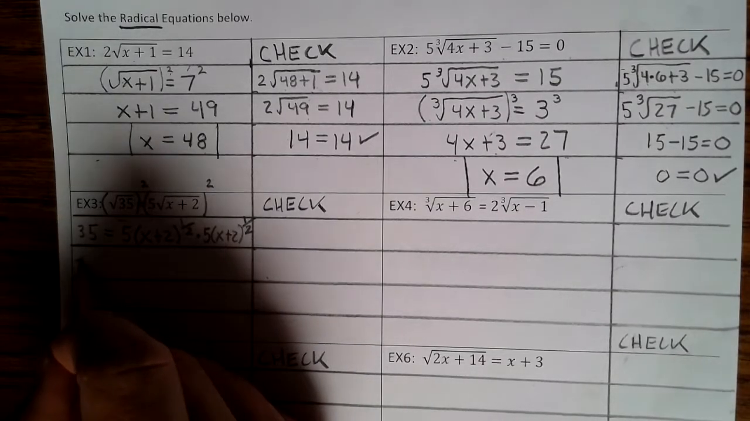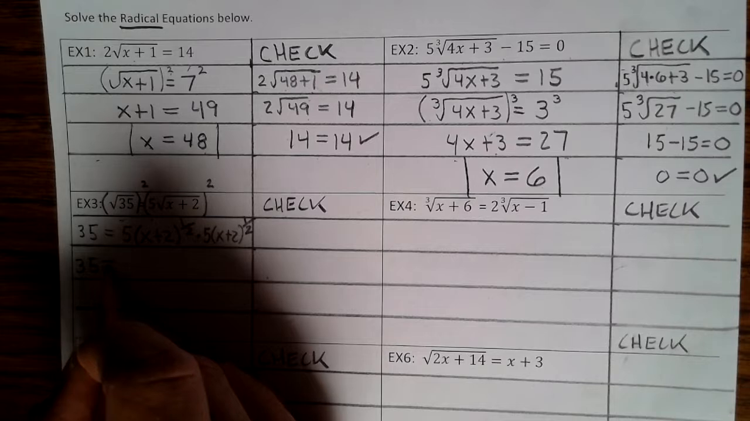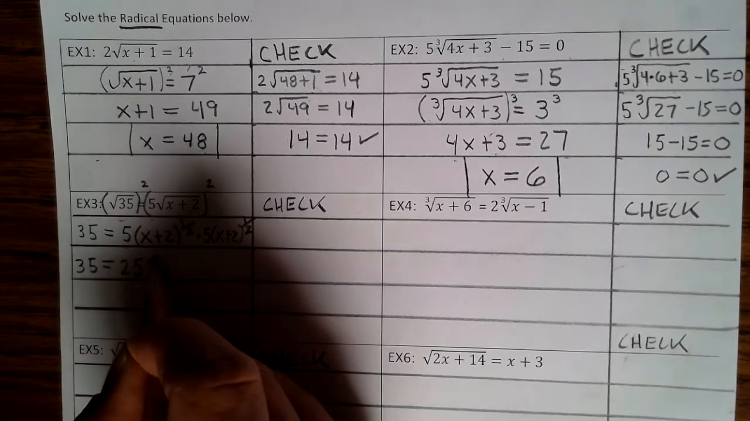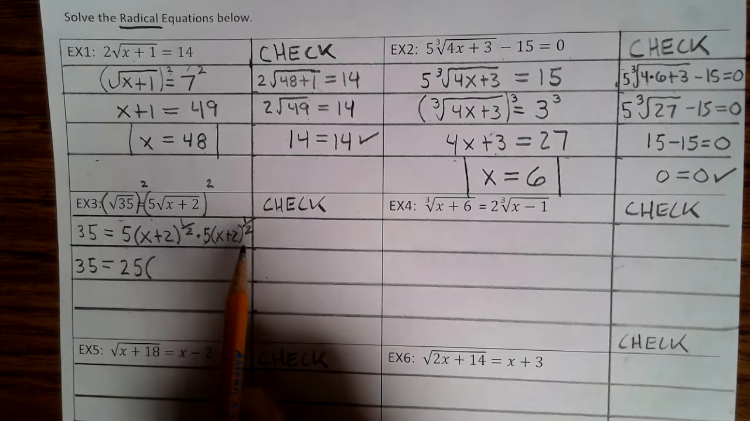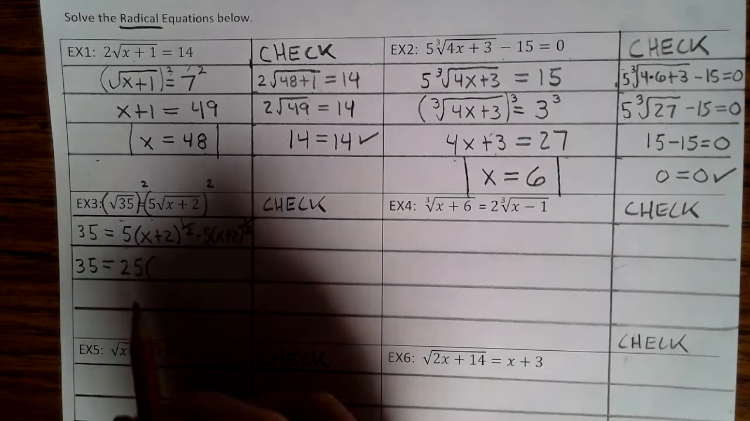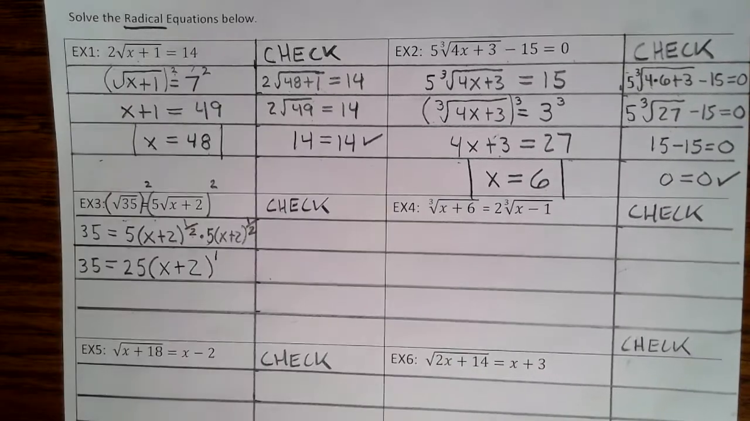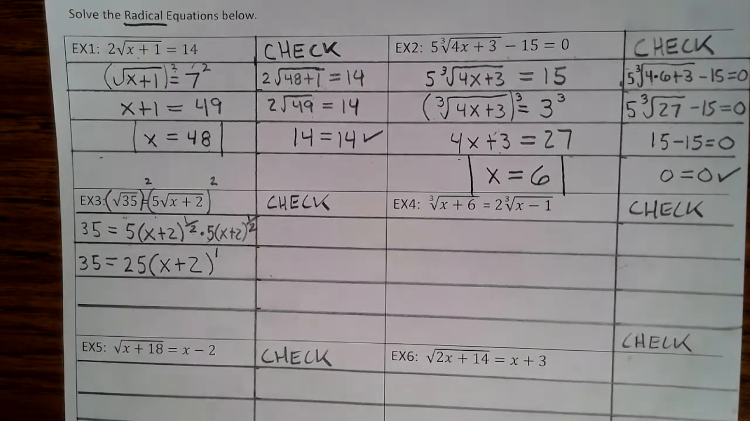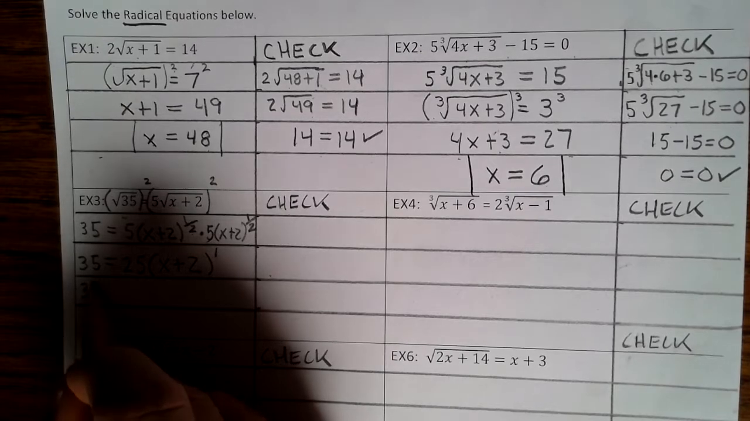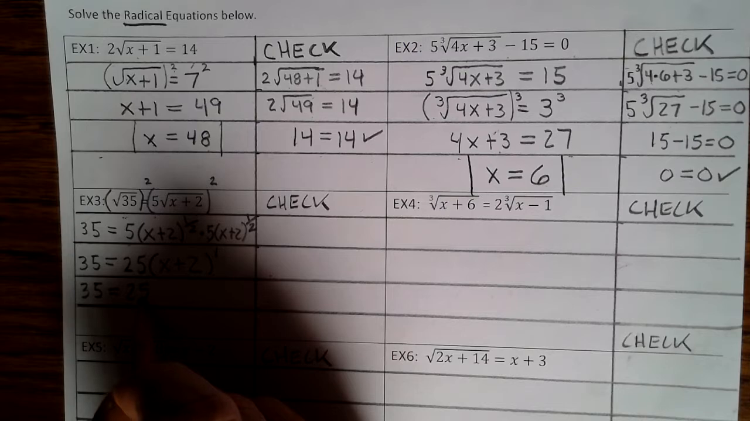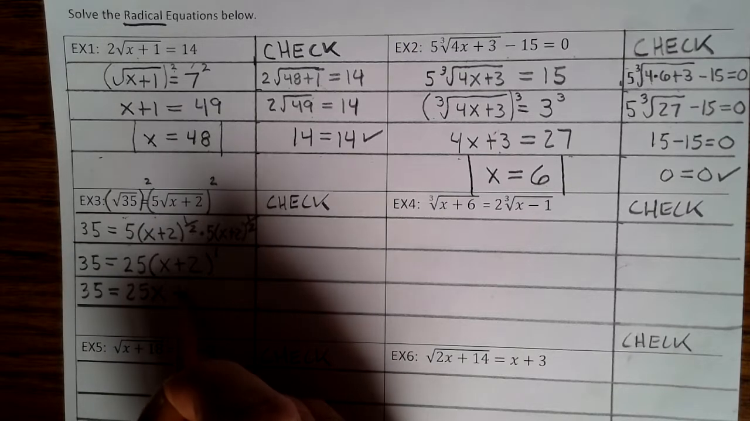So then that's 35 equals 5 times 5 is 25. Now, when you multiply x once you add up, so 1/2 plus 1/2 is 1, so that's x plus 2 to the 1. So then we have 35 equals, we're going to distribute the 25x, so 25x plus 50.